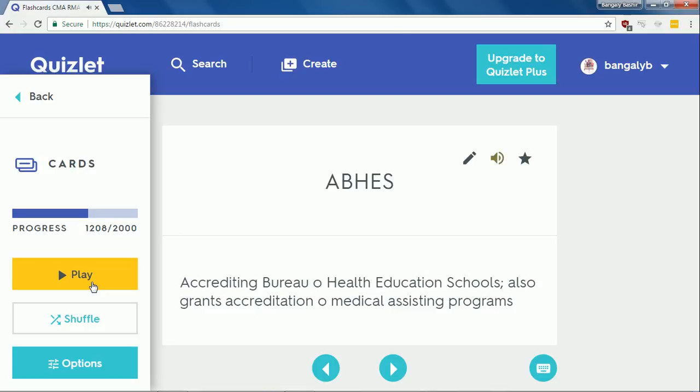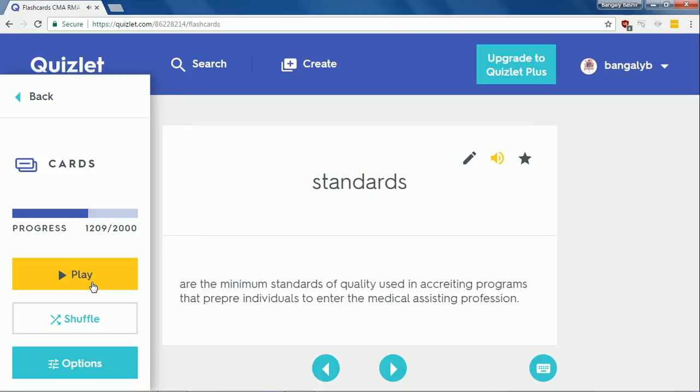ABHES: Accrediting Bureau of Health Education Schools, also grants accreditation of medical assisting programs. Standards are the minimum standards of quality used in accrediting programs that prepare individuals to enter the medical assisting profession.